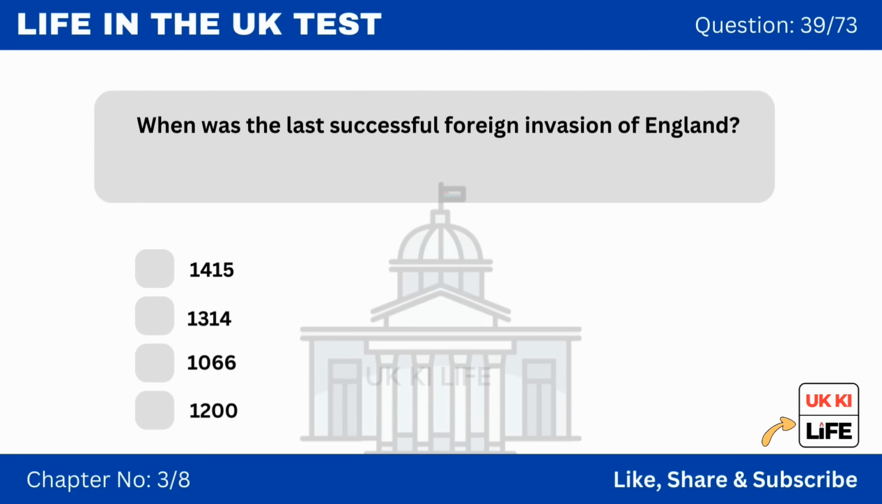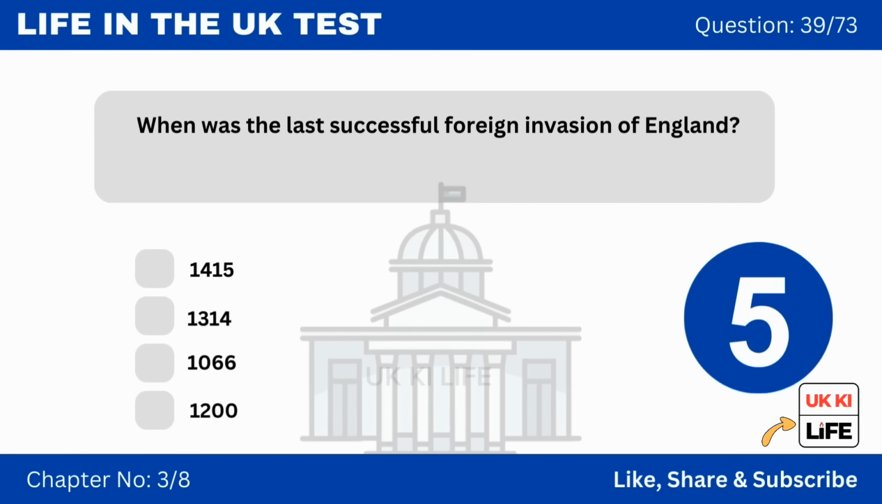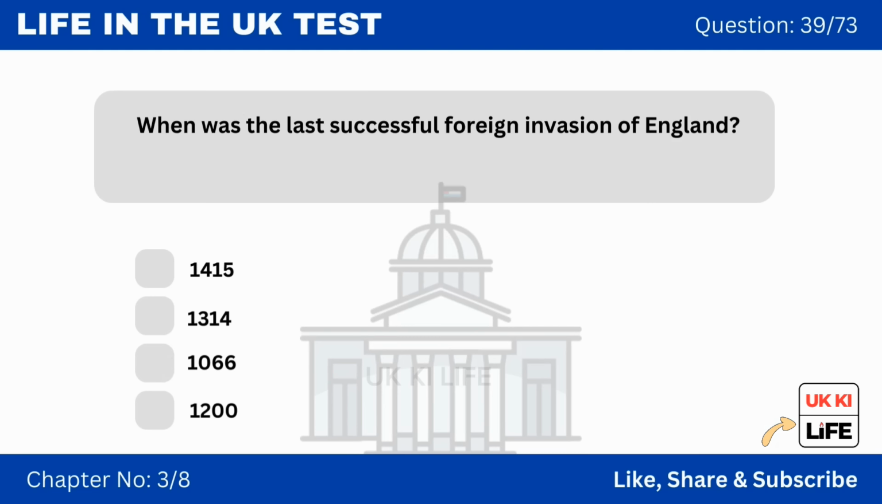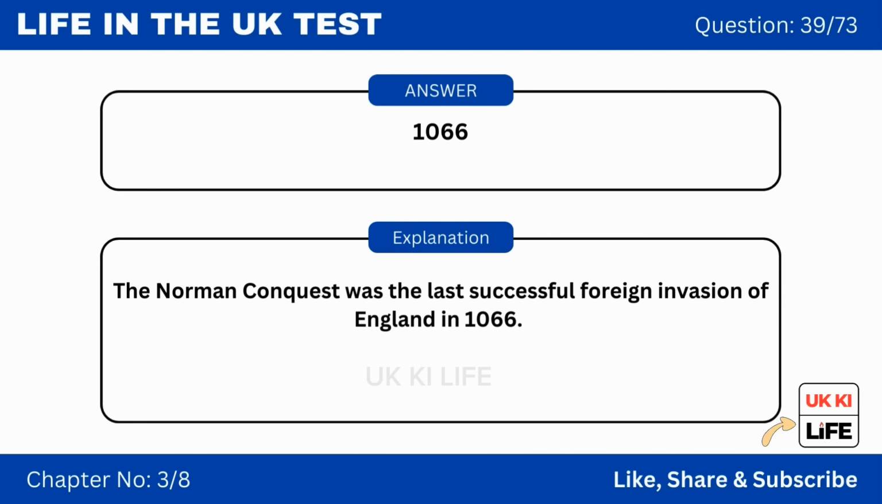Question 39. When was the last successful foreign invasion of England? 1415, 1314, 1066, 1200. The correct option is C. Explanation. The Norman Conquest was the last successful foreign invasion of England in 1066.